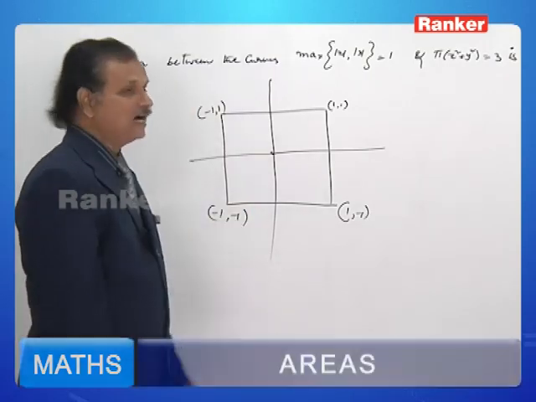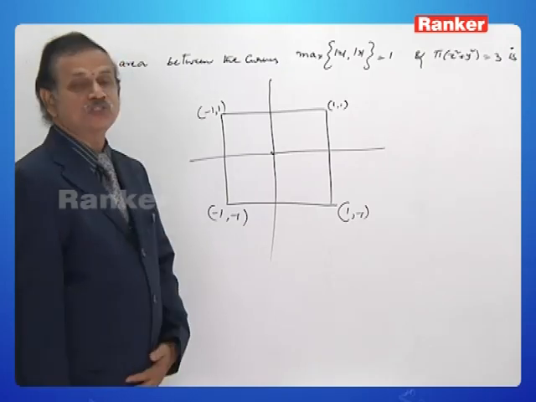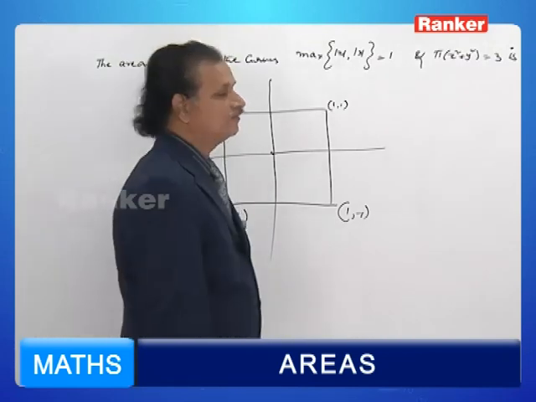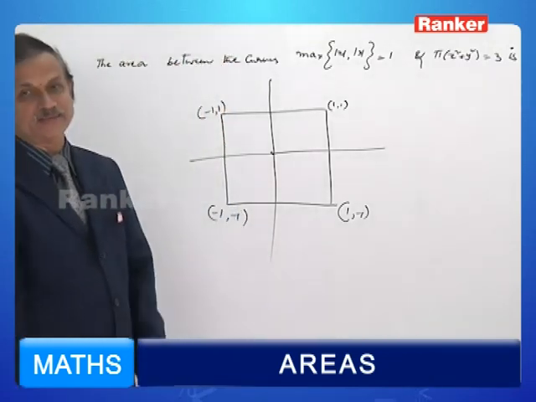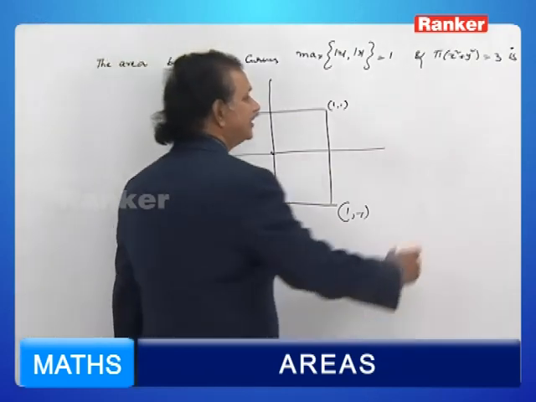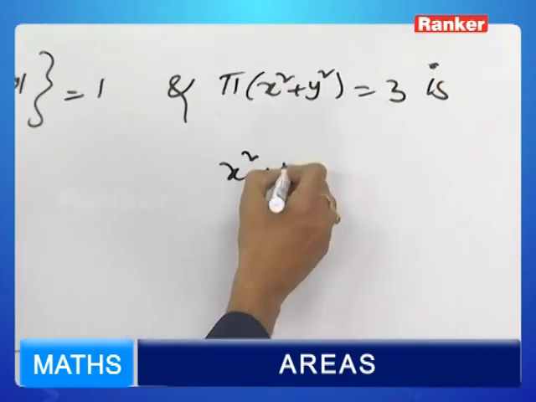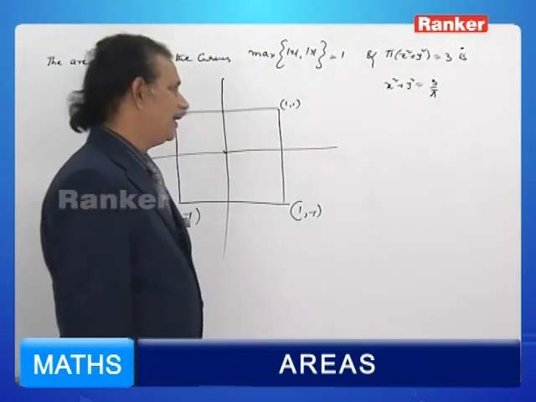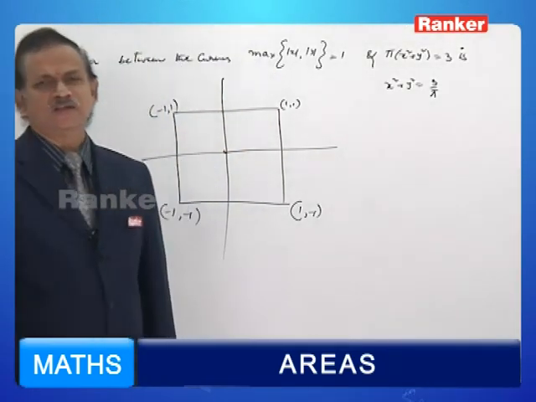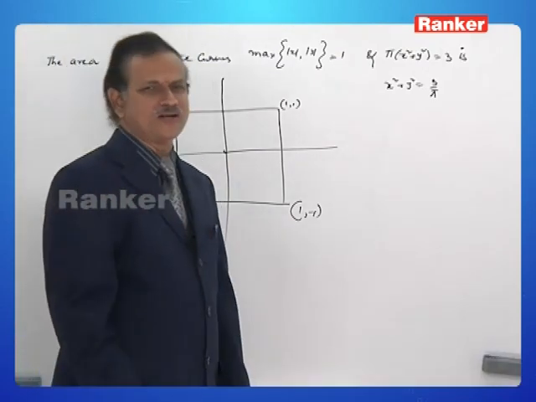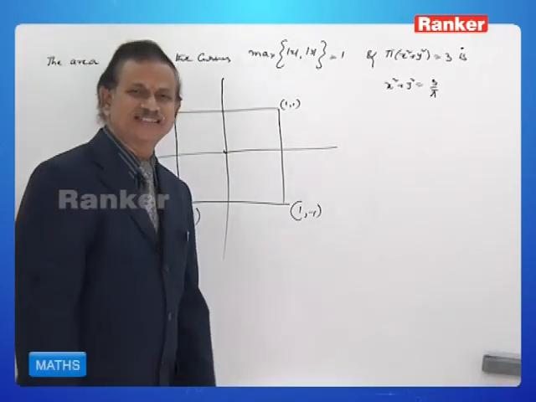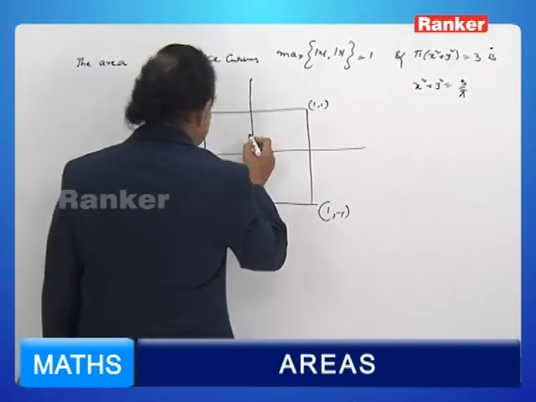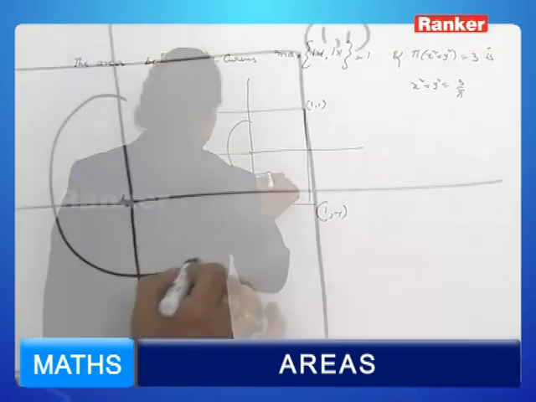Okay, this is the curve, and the other is pi times (x square plus y square) is equal to 3. That is x square plus y square is equal to 3 by pi. That is, of course, the circle. What is pi actually? 3.14 and something. So 3 by pi is less than 1. So the radius of the circle is less than 1. Hence that circle lies inside of this.